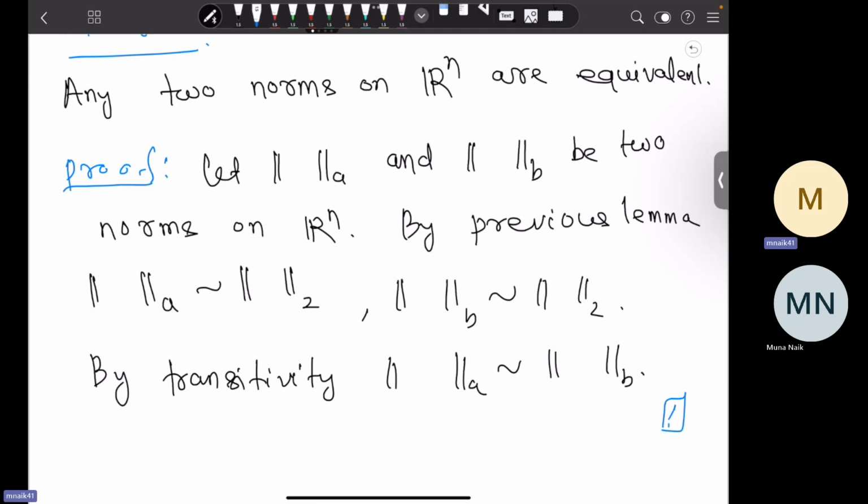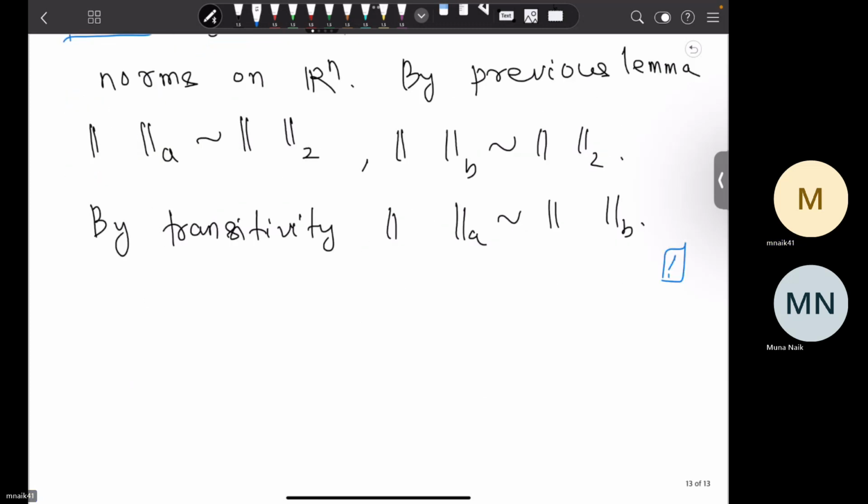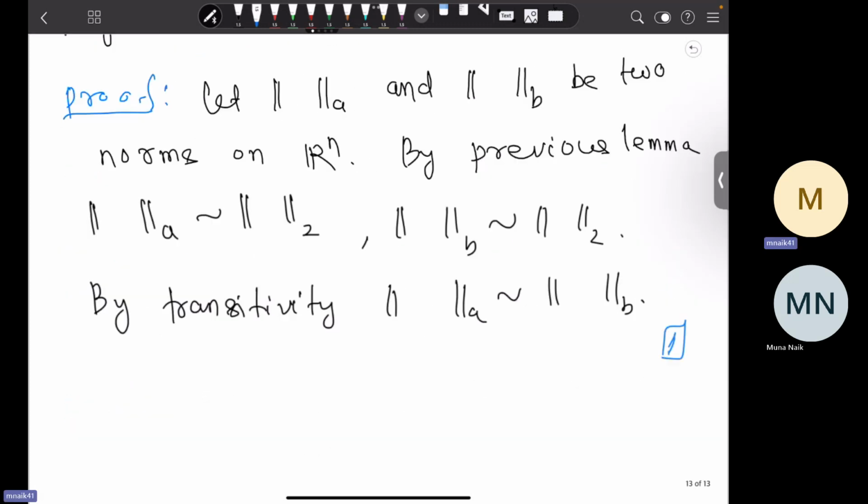So what did we see? We saw that any two norms on Rn are equivalent, so on Rn there is a unique norm topology. We can fix any norm on Rn and work with that norm. If you are bothered about continuity, limits, and all kinds of things, nothing will change. So this is the first theorem we prove.